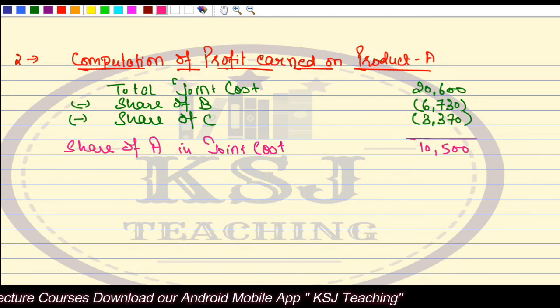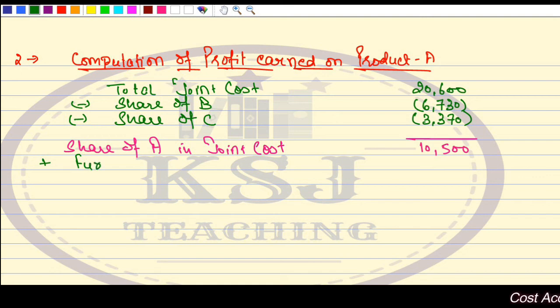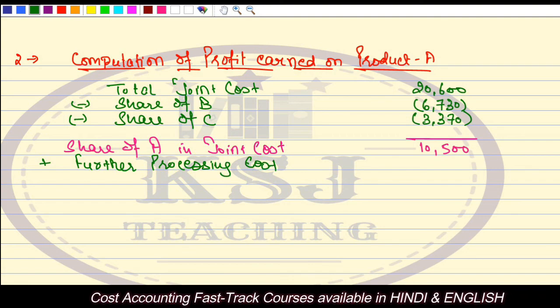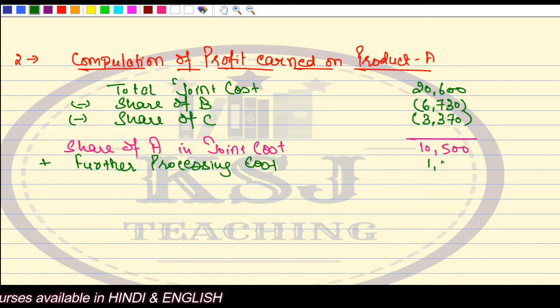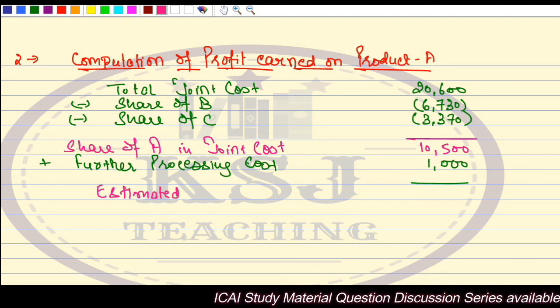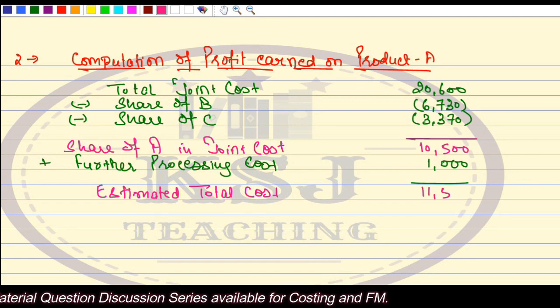Now, this is the share in the joint cost. I'll add further processing cost in this. For A, what is the further processing cost? 1,000. Right? 1,000 is the further processing cost. From here, what I will get is the estimated total cost, that is 11,500.